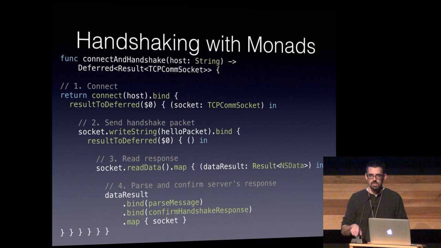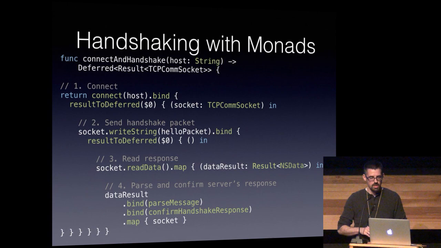I'm just going to skip over these bind and result to deferred and map, for the most part, because they're just the nesting that we need to process through the asynchronous code, right? If we get down to step two, that socket variable there means the asynchronous call is complete and it was successful. We have a socket. So at that point, we can write our hello packet. Send the server, here's who I am. I want to connect to you.